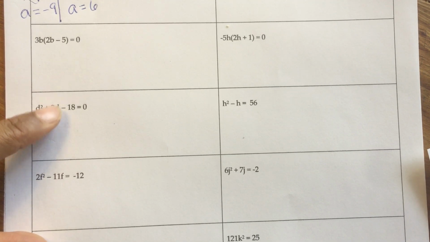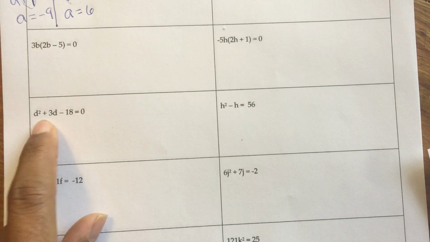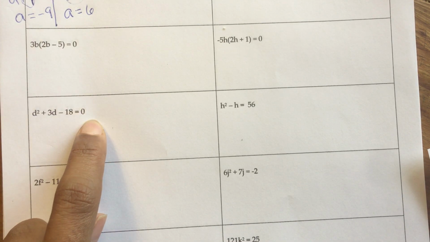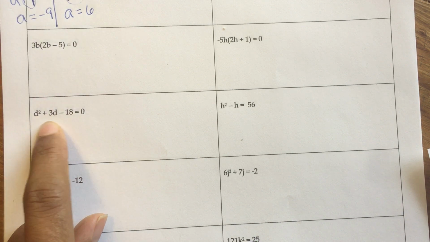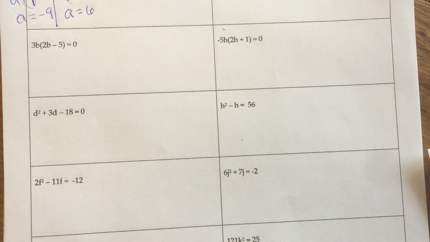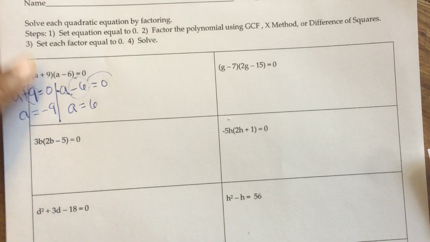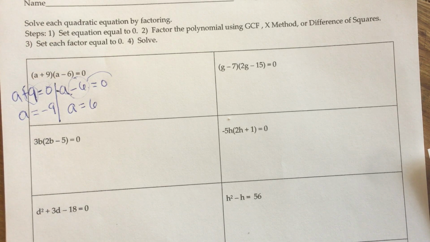Okay, we've got one review from last week where it's a quadratic equation already set equal to 0. We do have to factor it, so use your factoring skills, use your Xbox skills, get it factored, and then do the same stuff you learned up here for the zero product property rule.